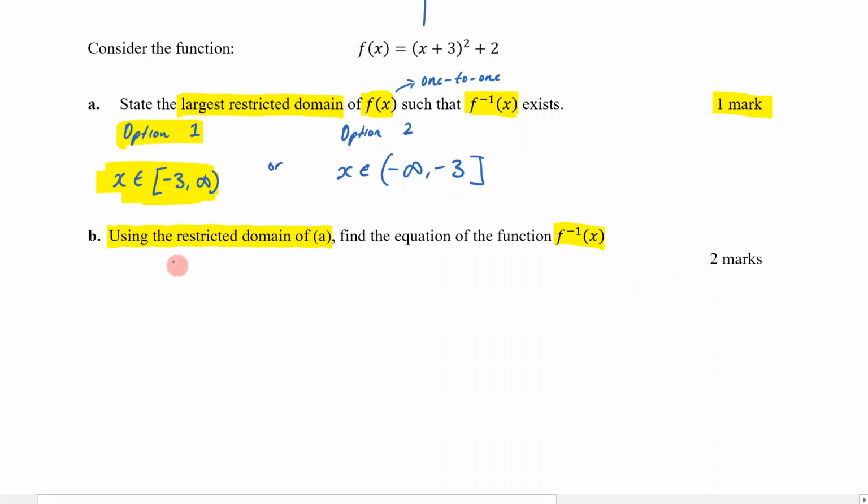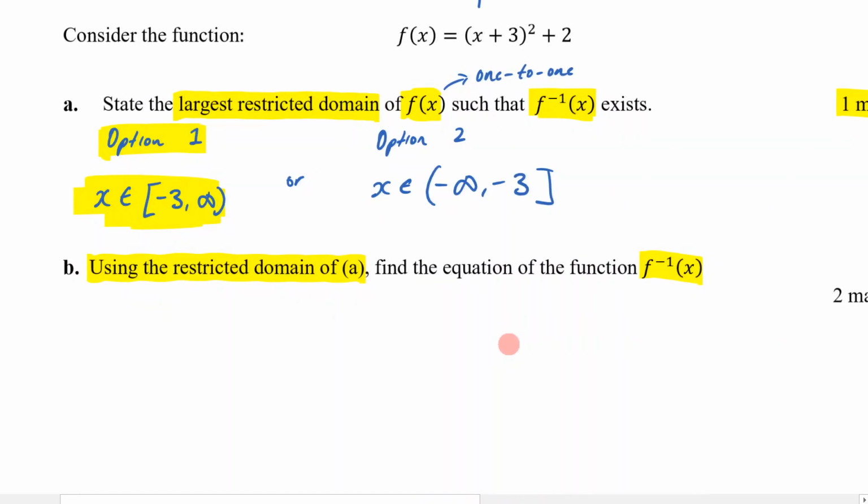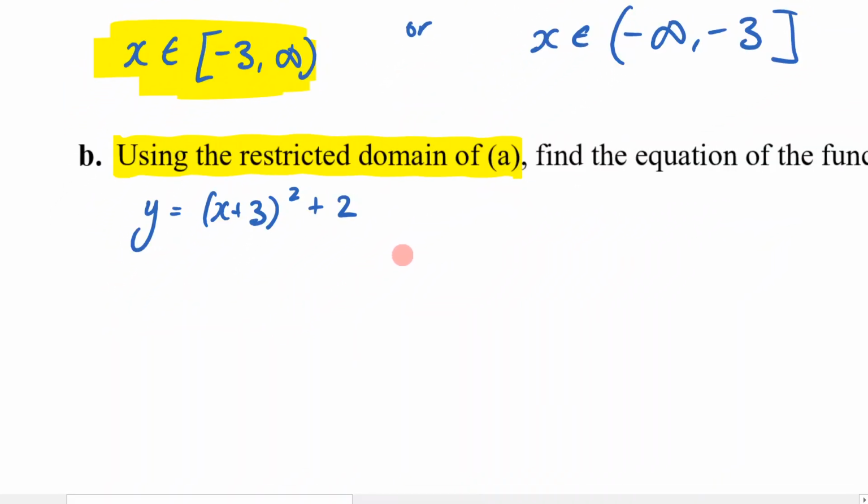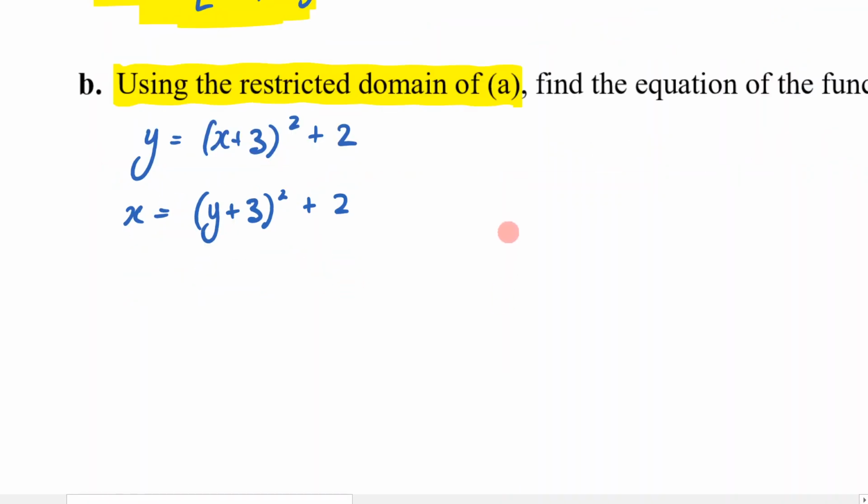In order to do this, I'm first going to let y equal f of x. So I can write it as y is equal to (x plus 3) squared plus 2. And then remember, you're going to swap your x's and y's. That's how you find the inverse. So I'm going to do that now. And then your next step is to get y by itself.